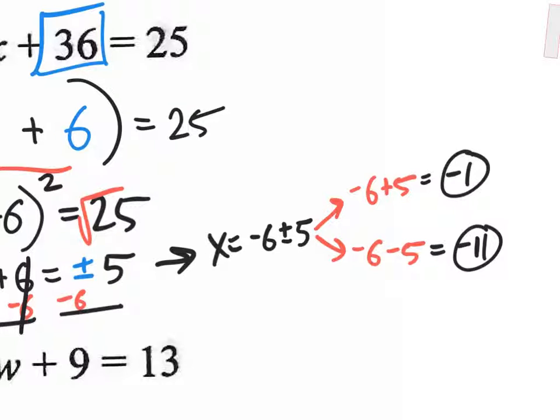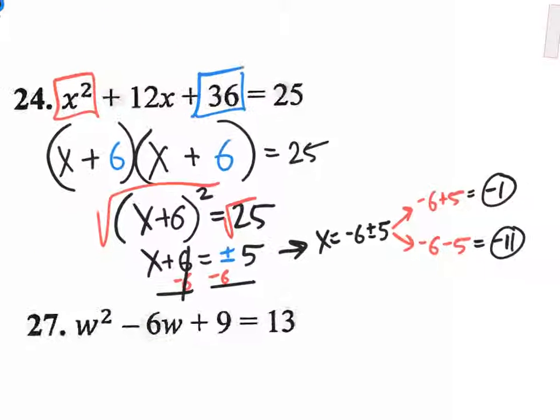So it would be good to go back and test your answers. But can somebody check the back of the worksheet? Is the answer to number 24 negative 1 and negative 11? Yes? All right, so we're good.